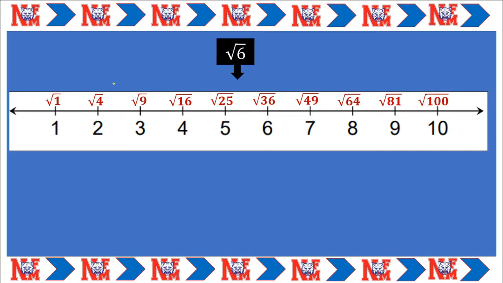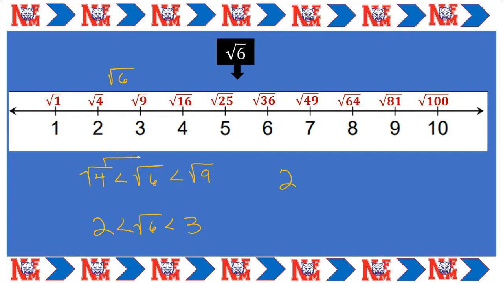Okay, the square root of 6 is going to be between right here. The square root of 6 comes between the square root of 4 and the square root of 9. And then our whole number is going to be 2 point something. It comes between 2 and 3. So we're going to have 2. Now to get the something, we find our numerator.